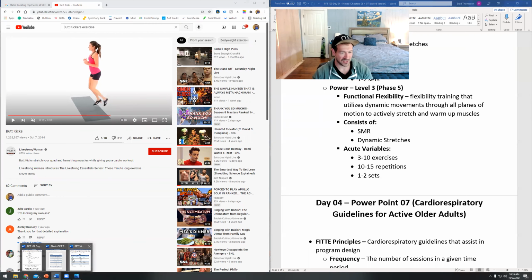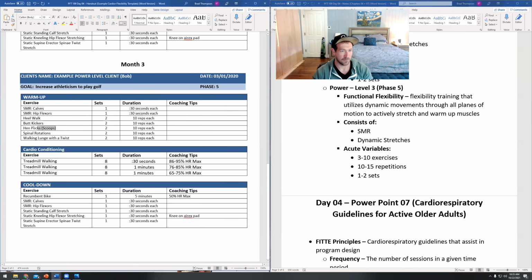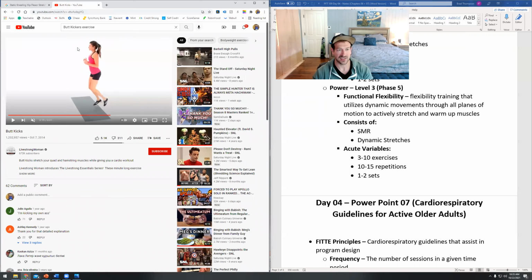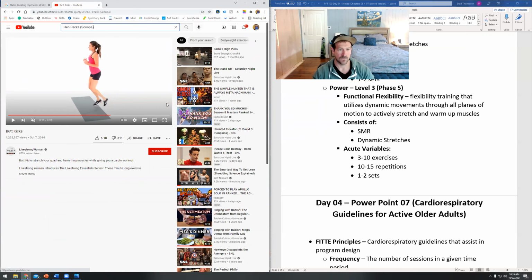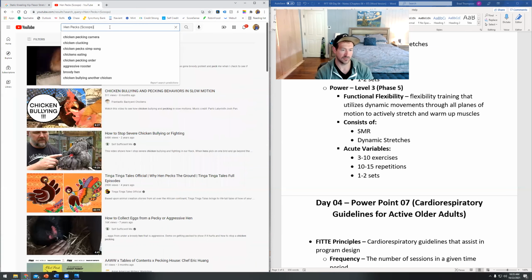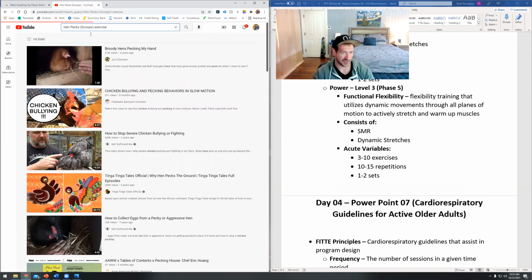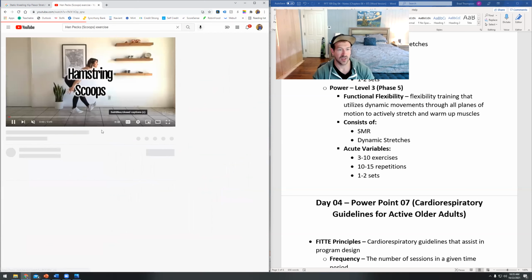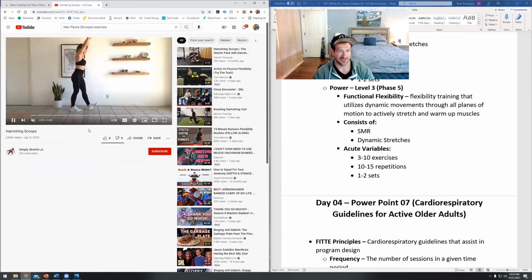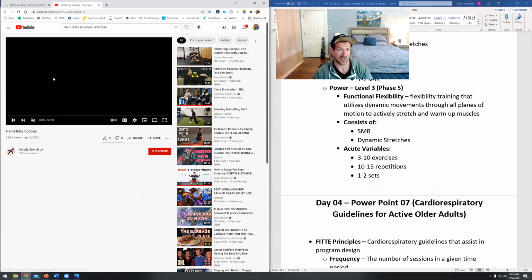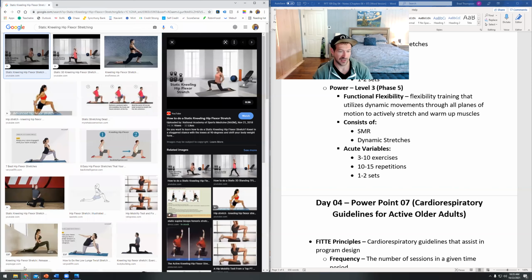And then we'll finish that up with some of what are called scoops. This one's always really hard to find. There we go. This one right here. And that's really more of a hamstring stretch, but it does pull on the calves. You will still feel that kind of behind the back of the knee. So I do really like that one still.